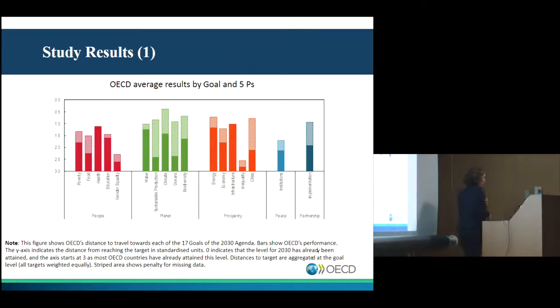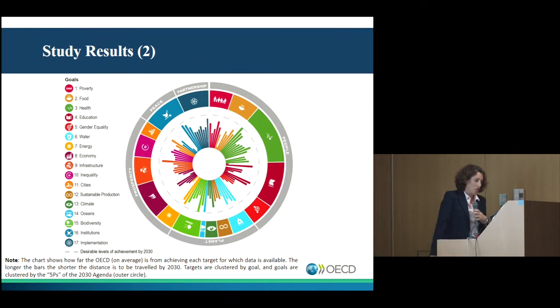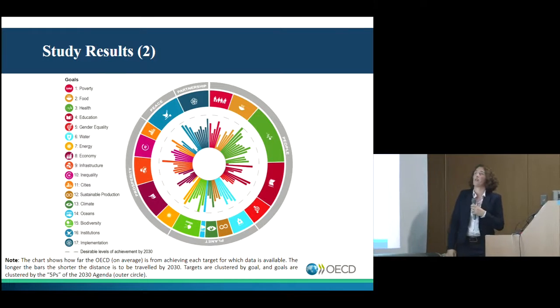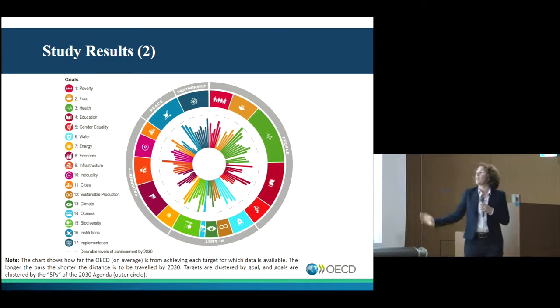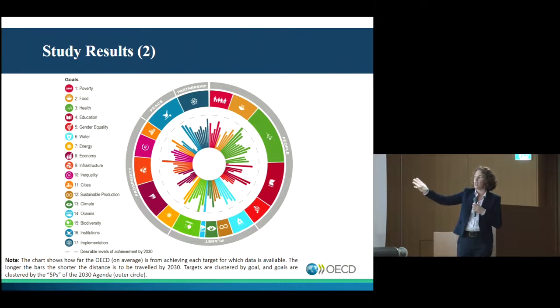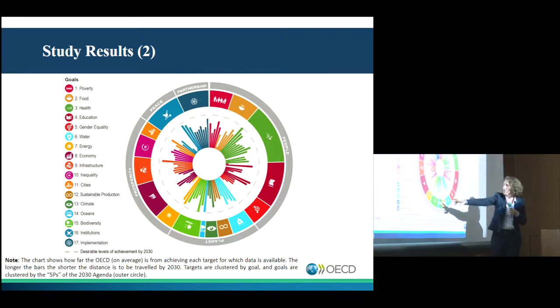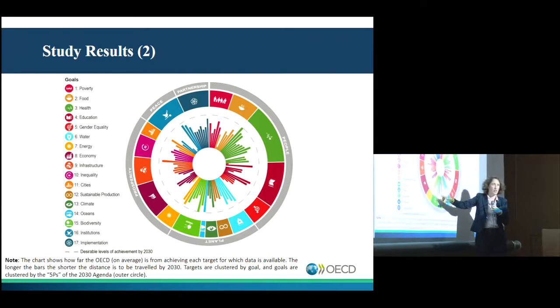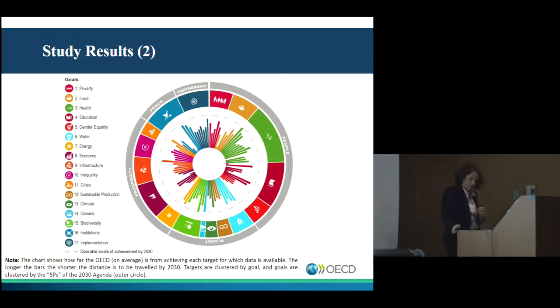We also visualized these results at the target level, and this is taken from the 2017 edition. It shows how countries are doing on each one of the targets, again using the 0 to 3 scale. So the outer line is 0. If you've reached the outer line, then you've achieved the target, and it starts at 3, which is 3 standard deviations away from achieving the target.